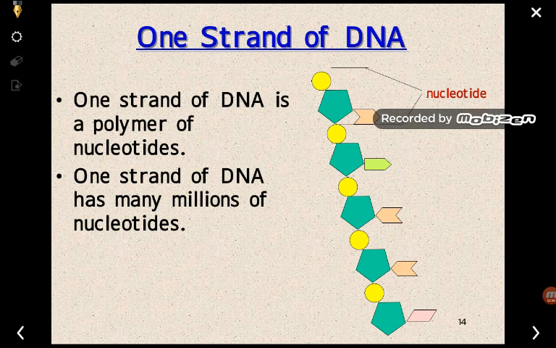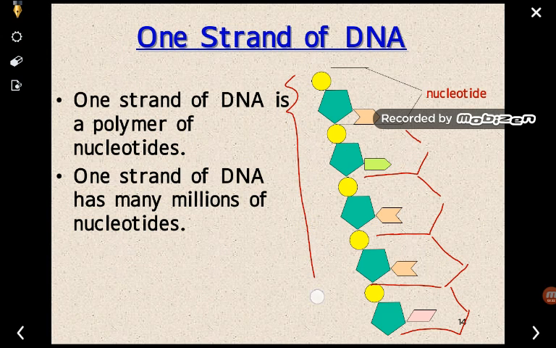Here in this slide, how does one strand of the DNA look like? I said that DNA consists of nucleotides. So here you can find the different nucleotides. These are all the nucleotides. When all these nucleotides come together, it forms the DNA. This is only one strand of the DNA. So one strand of the DNA is a polymer of nucleotides, and one strand of DNA has many millions of nucleotides.